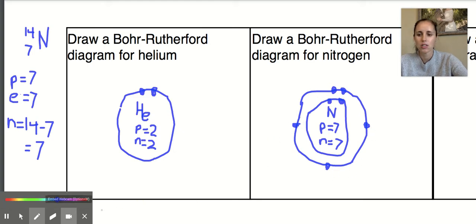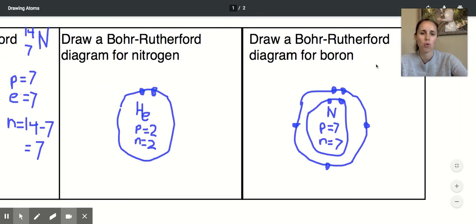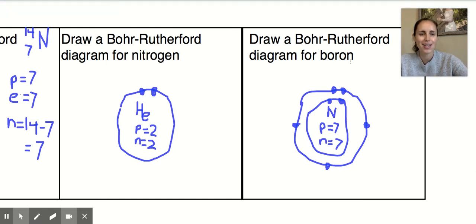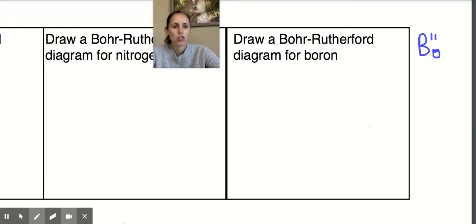So what I want you to do next is we're going to hit pause, and you are going to try to draw your diagram for boron. So hit pause, try to draw boron yourself, and I'll come back in a second and I'll take that up with you. So here I've recorded my information for boron.